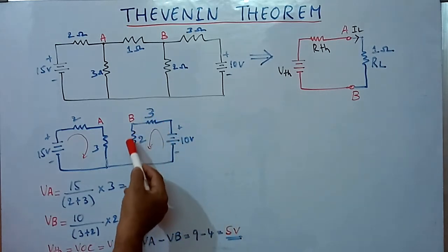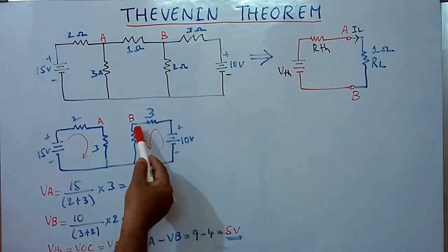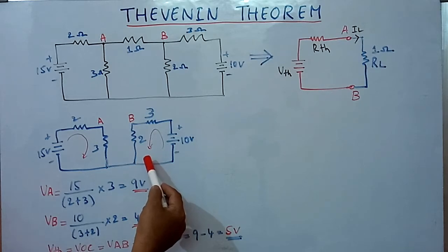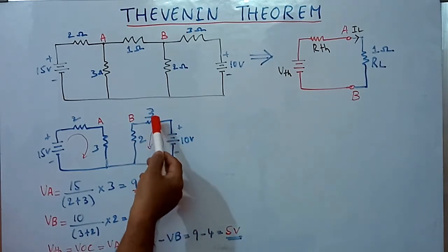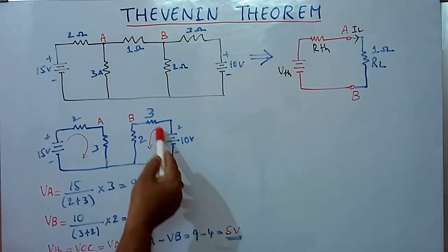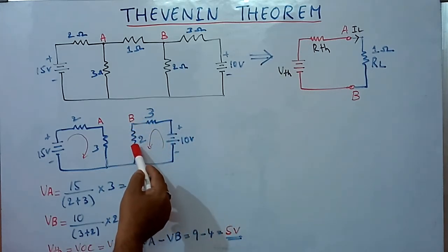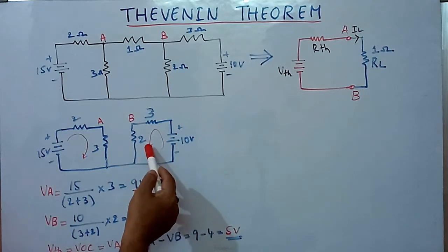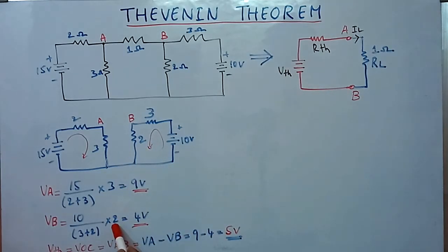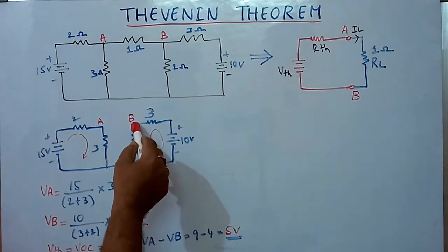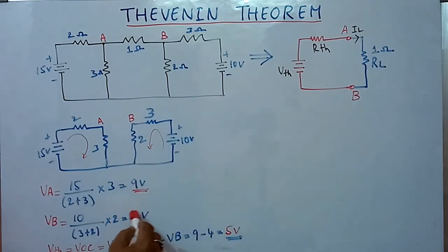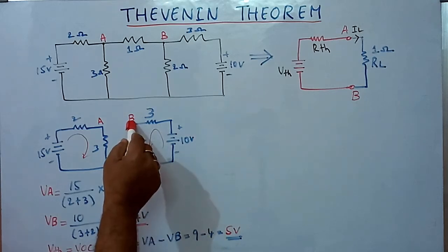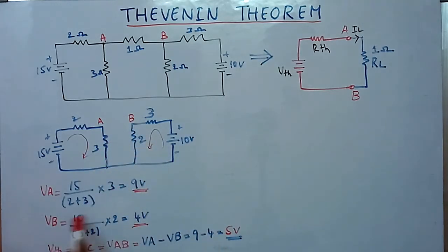there are two resistances shown in series. The 10 volt source divided by 3 plus 2 ohm resistances will give the current which flows through 2 ohm resistance. The current multiplied by 2 ohm resistance will give the voltage drop across these 2 ohm resistances. That gives 4 volts at point B. Hence VB equal to 4 volts.